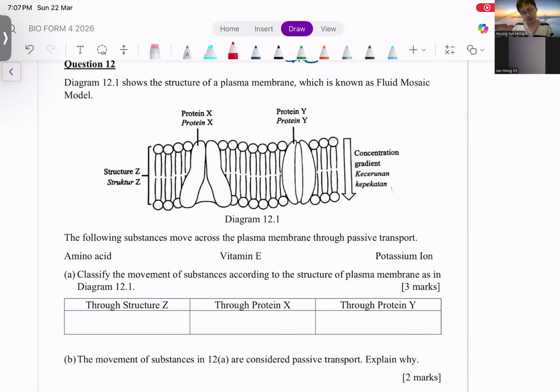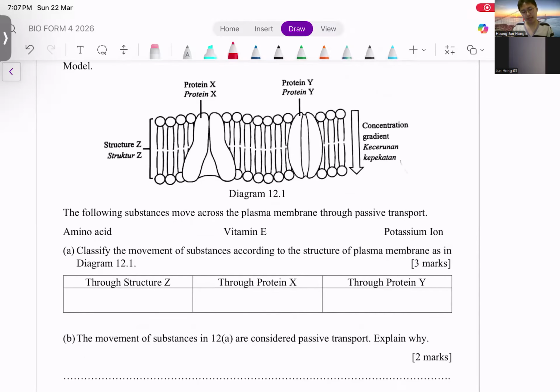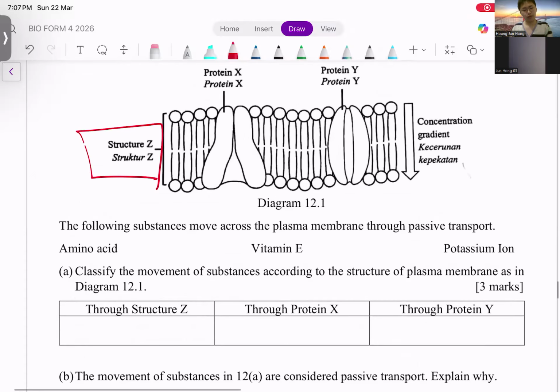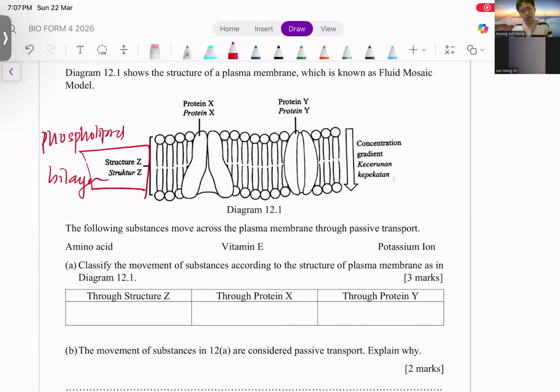All right, for the next question, we have structures Z, X and Y. Phospholipid bilayer. This one you see, not smooth enough, 不顺, 不通, okay? Carrier protein and channel protein. Now, who will pass through which? Remember, this is very big.